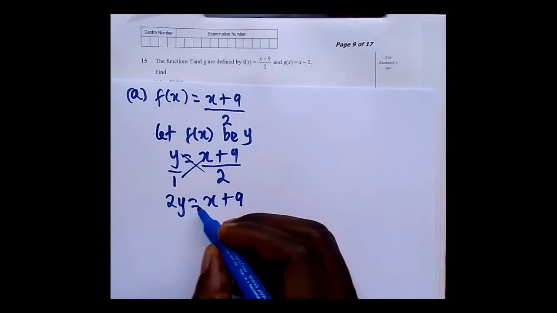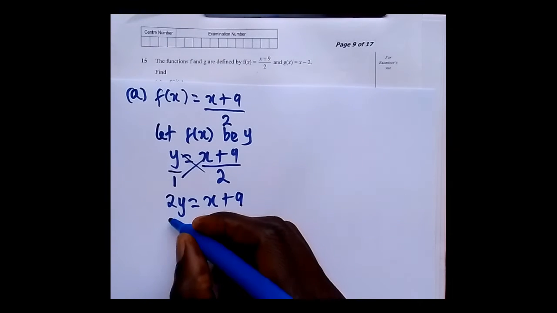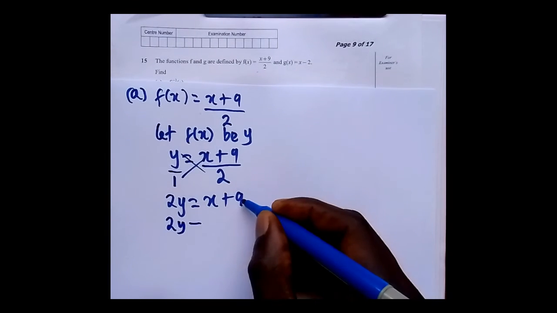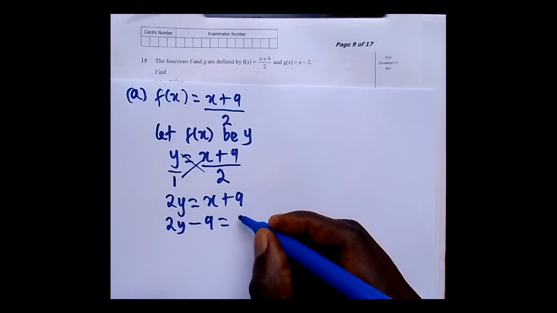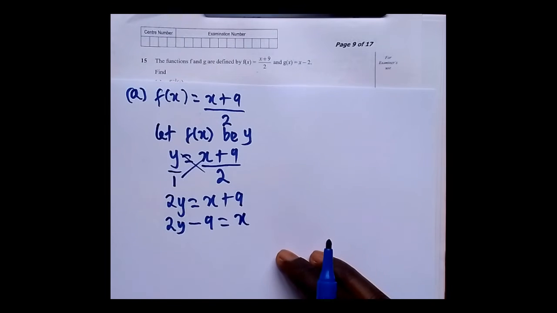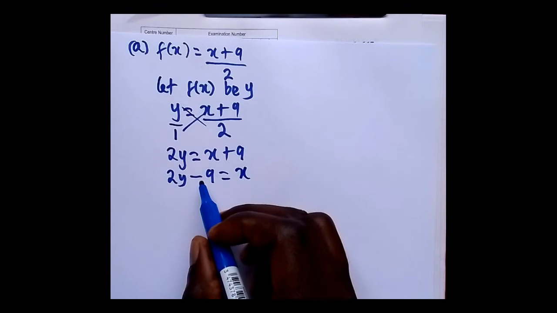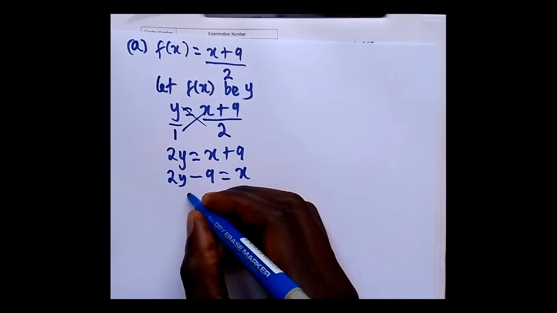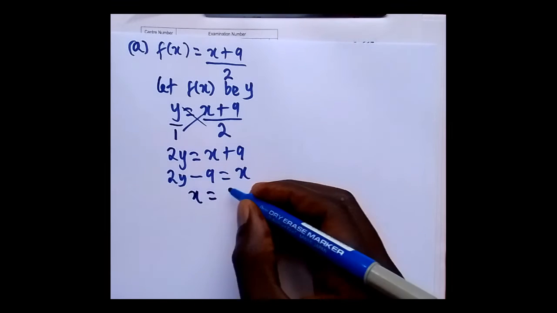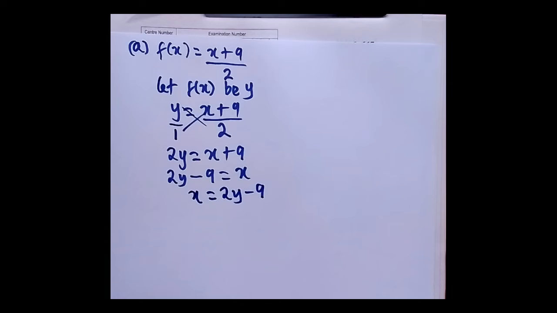And then we're going to move 9 to the left side, since we just want x on the right side. So this means 2y minus 9, because when 9 moves, it becomes a minus, and then on the right side we're just going to have x. And then we can just interchange. What is on the left side will go to the right, what is on the right side will go to the left. So x is equal to 2y minus 9. So this means that we've made x the subject.